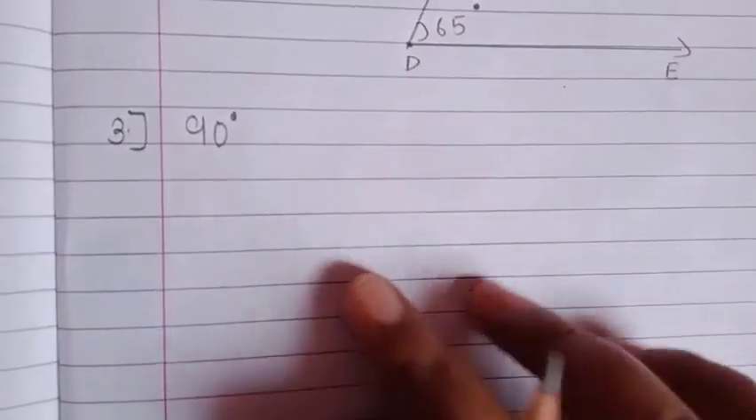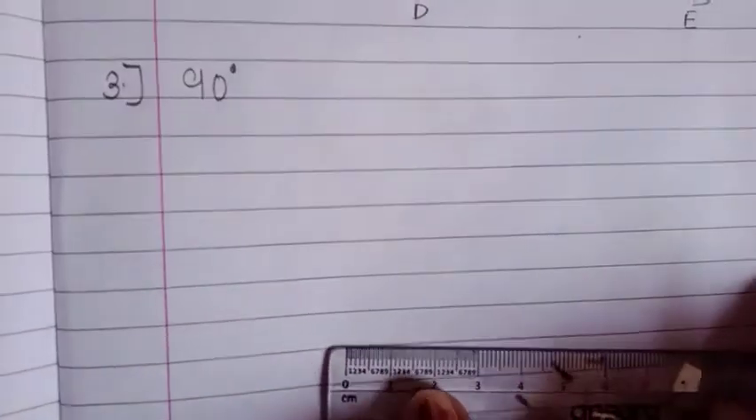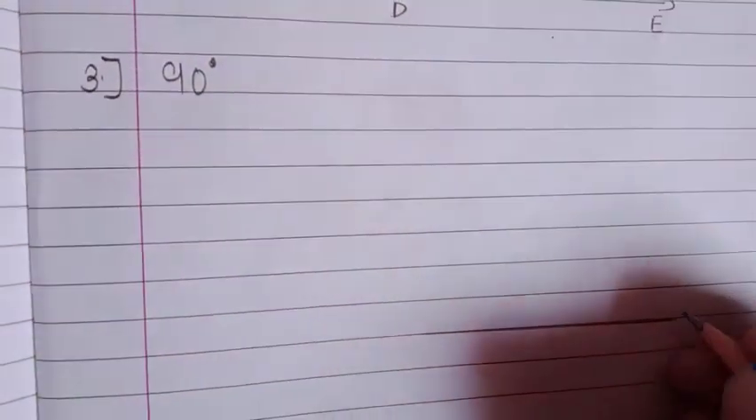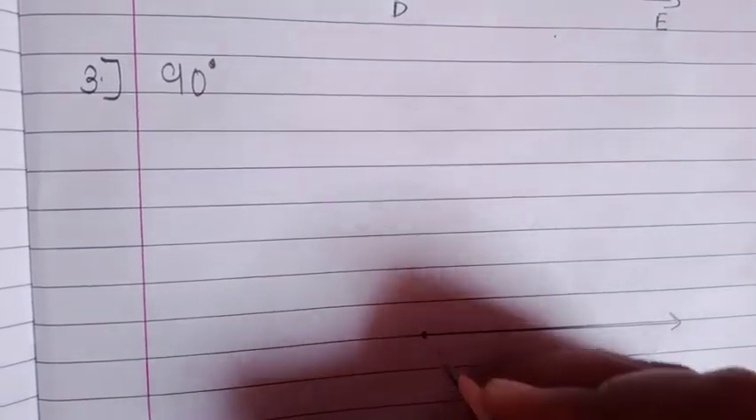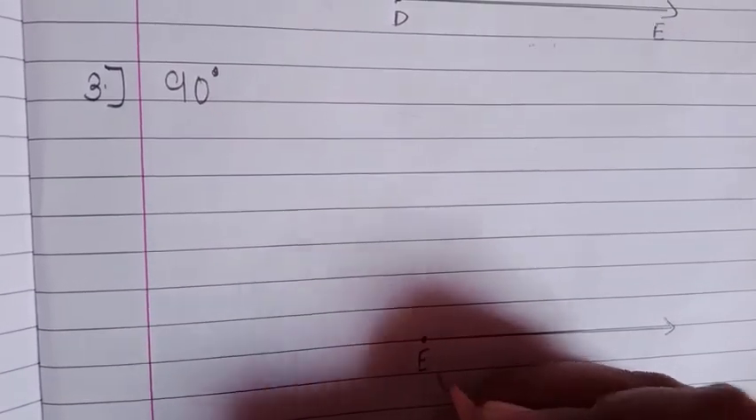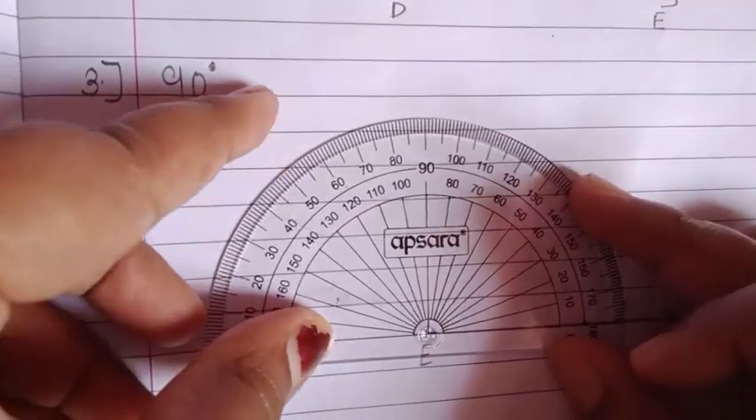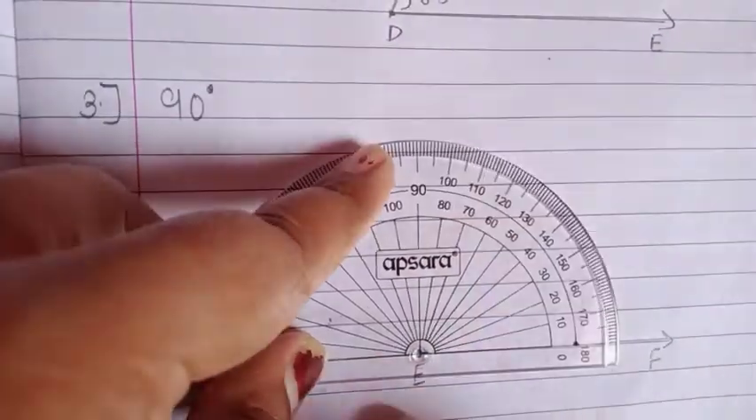Now number 3rd, 90 degree. 90 degree means we have to draw a right angle. So first we will draw a line, midpoint, one end point this. We have to keep the central point of the protractor on E and the horizontal line lie on the EF.